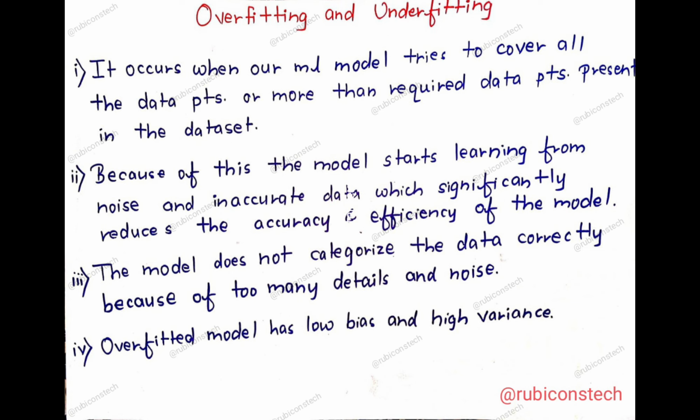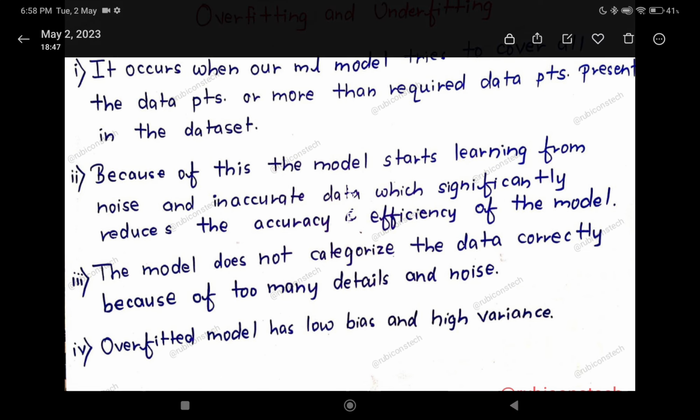The model does not categorize the data correctly because of too many details and noise, as I have told. As the model tries to cover all the data points, and since it learns from the noisy data, it cannot categorize the data well, because there is too much data it is learning from, and it is unable to categorize it well. So an overfitting model has low bias and high variance.